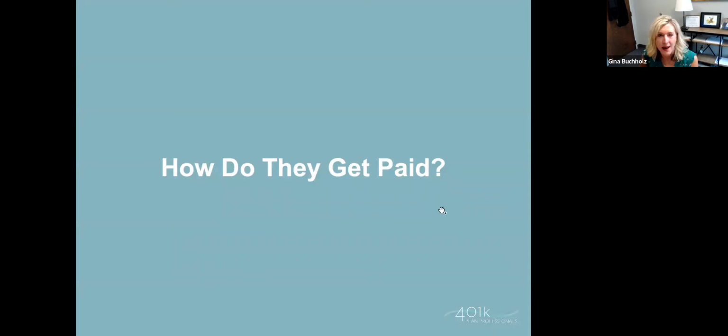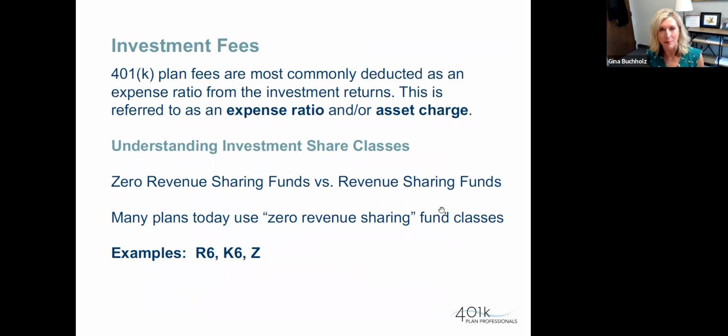And how do they get paid? So this is where it can get a little complicated. But one very common way to pay all of those different parties is to have their compensation deducted from the investment returns. That's called an expense ratio. That's how the investment managers get paid. Every mutual fund has an expense ratio, and that's deducted from the investment return, and that's how they get compensated for managing that mutual fund.